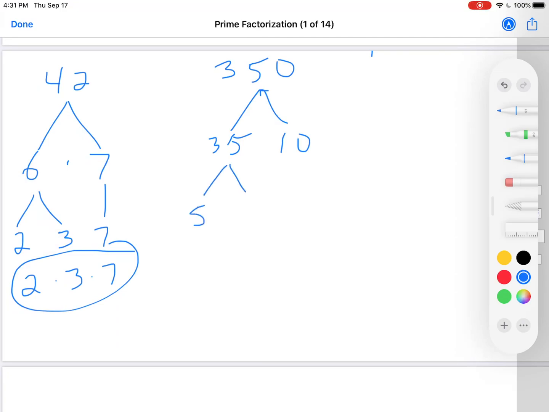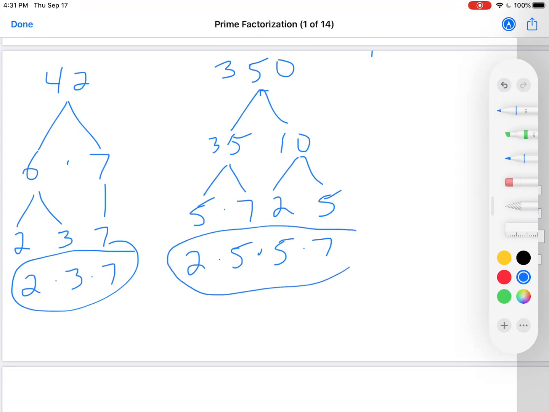35 is not prime. 35 is 5 times 7. 10 is not prime. 10 is 2 times 5. So the prime factorization, those are all prime numbers, so we're finished. The prime factorization of this is 2 times 5 times 5 times 7.